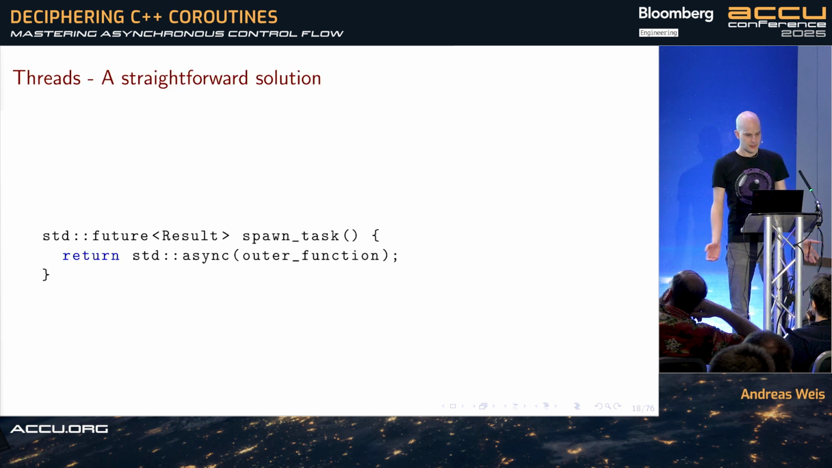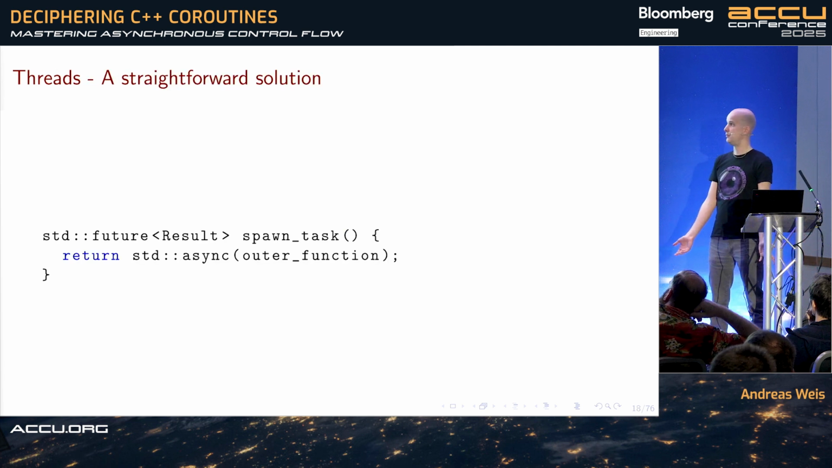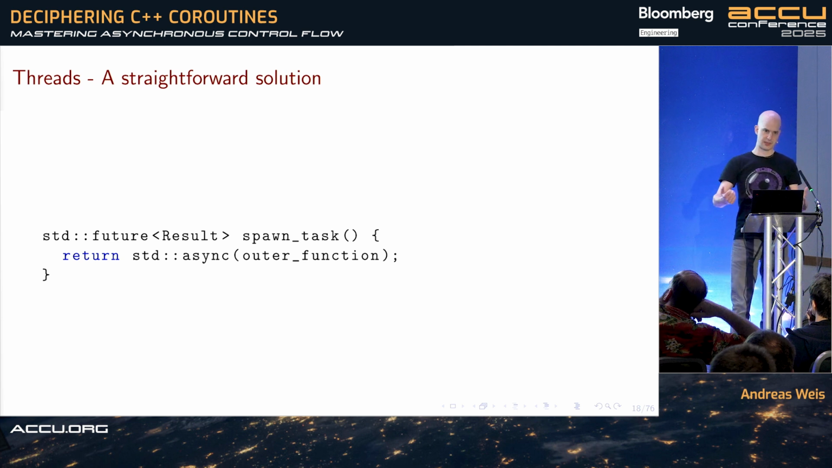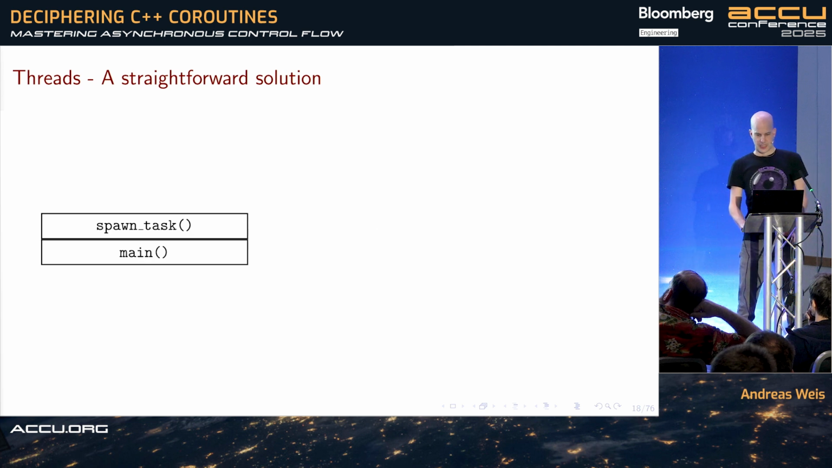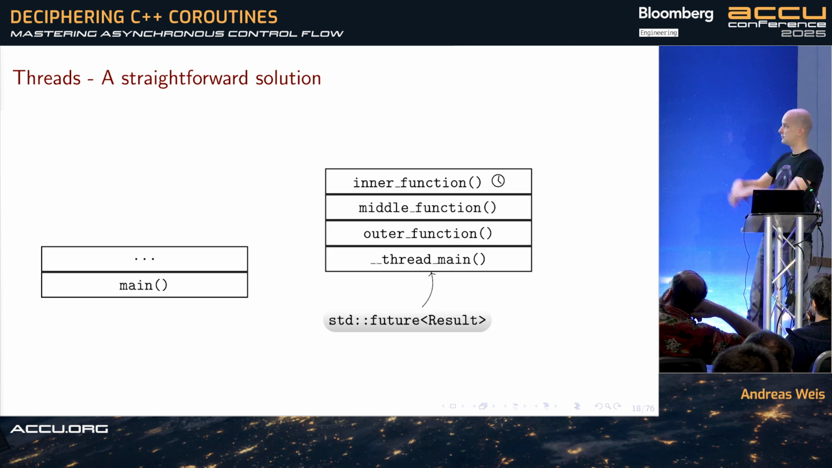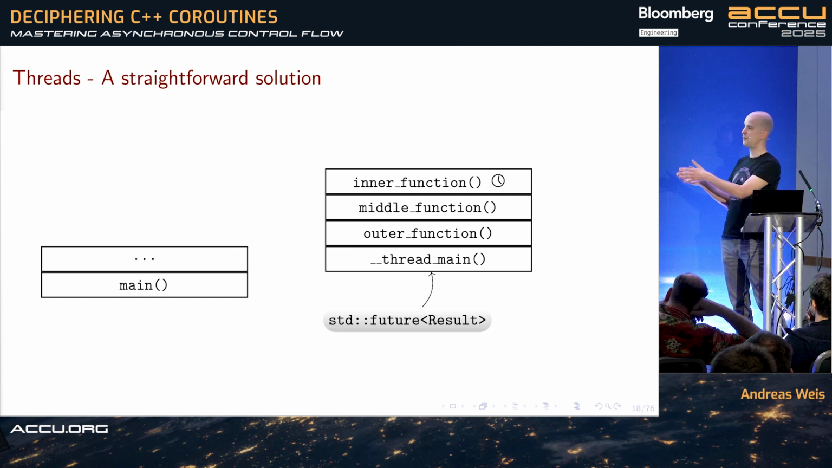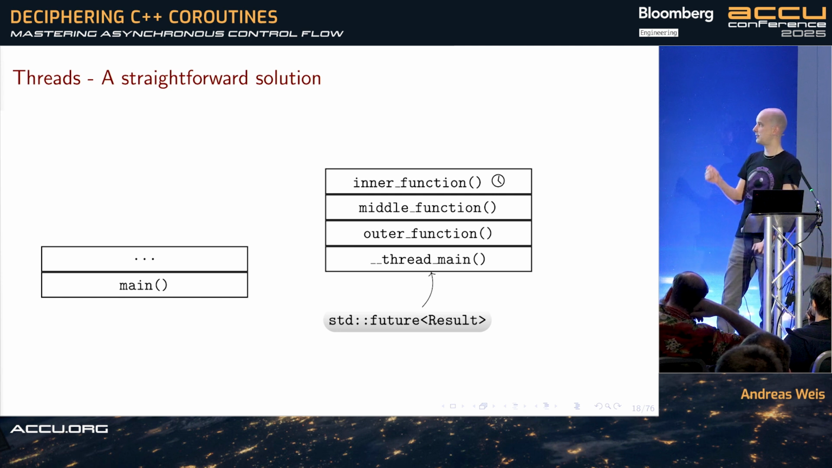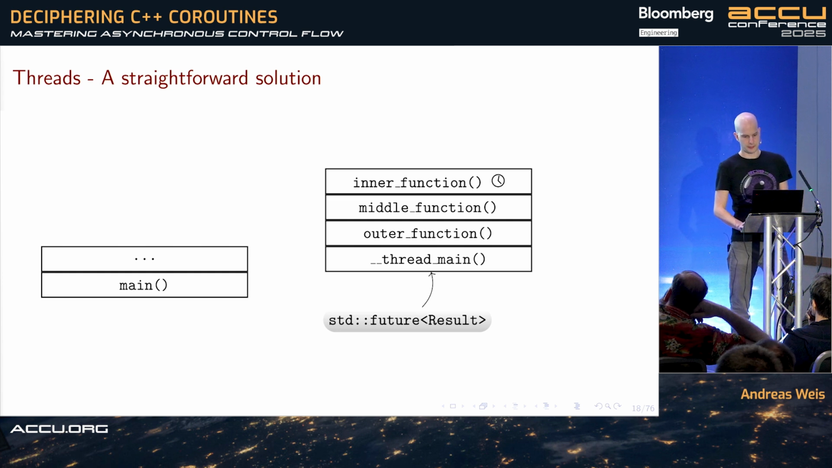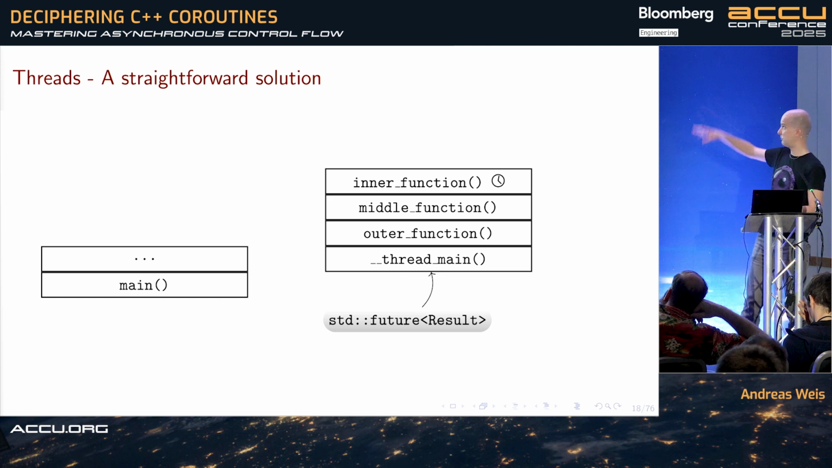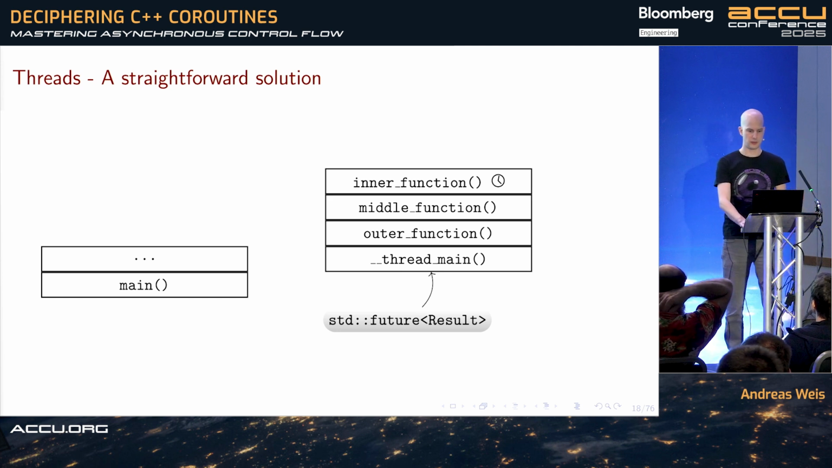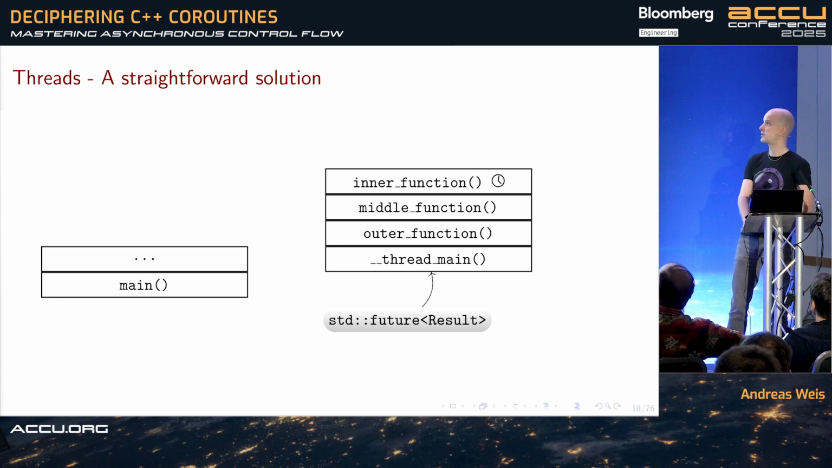So a straightforward solution to this is just use threads, right? So instead of just spawning the task by just calling the function, we call the function on a separate thread. And now what happens is all of these functions execute on the side on a separate thread. And the main function retrieves a handle, which could be something like a future, that can be used to retrieve the result once it's available. But while all of these functions are blocked, waiting for the I/O, the main thread can do useful stuff in the meantime.